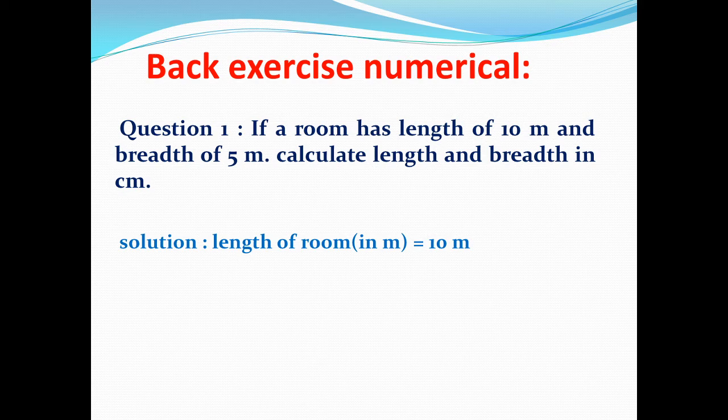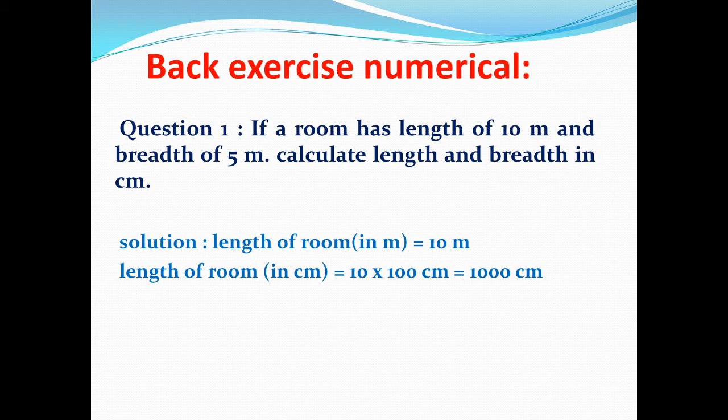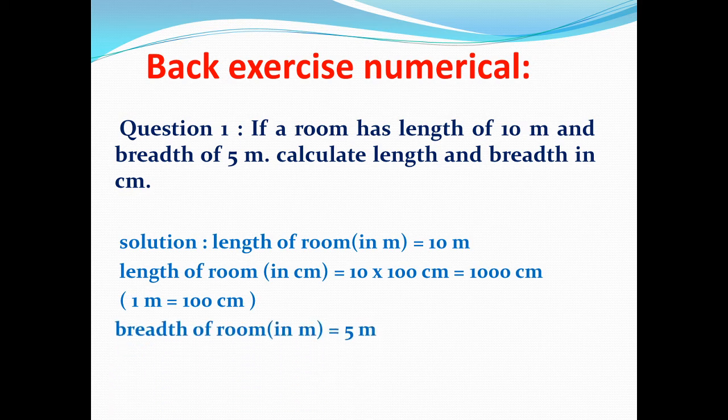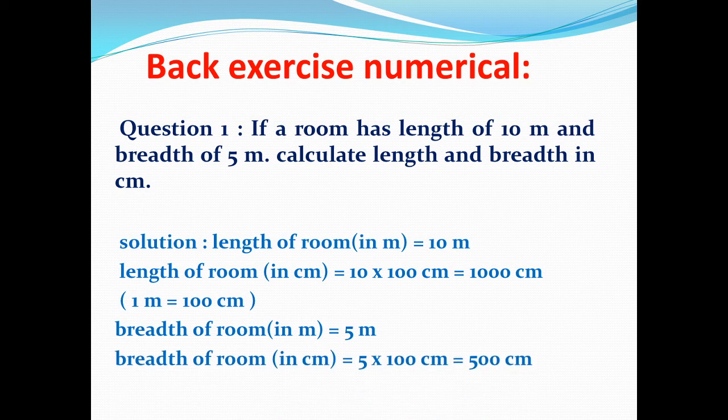So if length of room in meter is 10 meter, in centimeter it will be 10 into 100 centimeter, that is 1000 centimeter. We use a relation 1 meter is equal to 100 centimeter. For breadth of room, if breadth of room is 5 meter, then in centimeter it will be 5 into 100 centimeter, that is 500 centimeter.